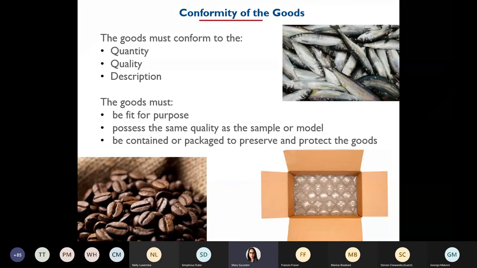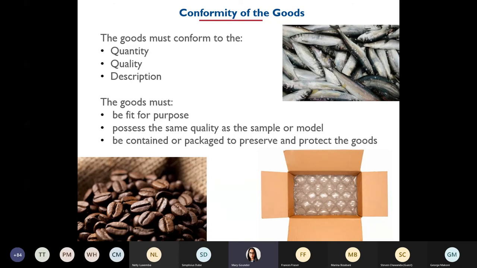The quality has to be according to any samples you've sent me; the quality has to be the same. The description of the goods has to be the same as what you have told me you are sending. So if you've told me you are sending a specific blue V-neck t-shirt, that is what you need to send me. You cannot suddenly send me a black round neck t-shirt, because that is not according to what we have contracted to. I'm expecting blue V-neck t-shirts, and I've got my customers ready to purchase that. So you can't go and change the description.